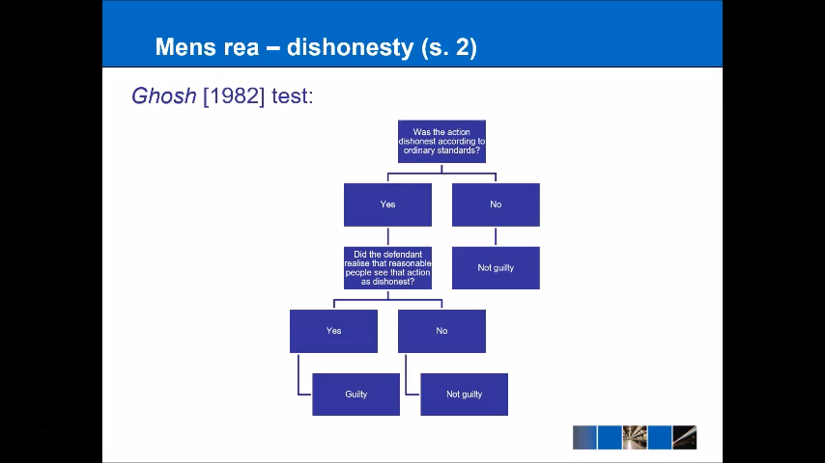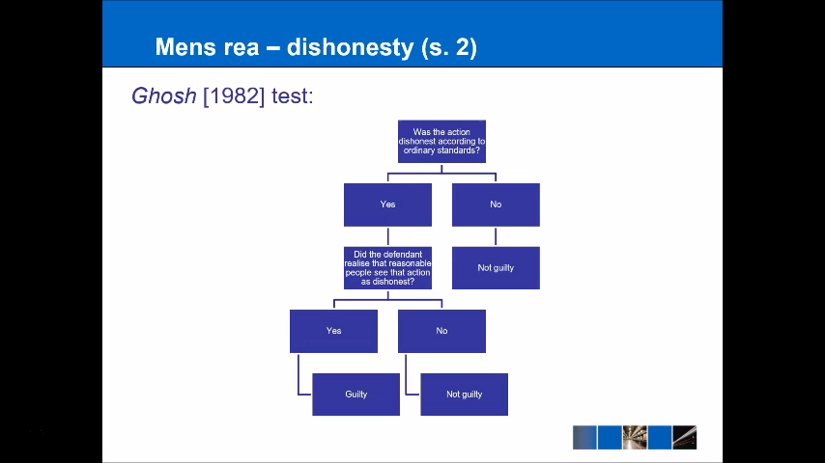If no, then the defendant isn't guilty. If yes, we go on to ask a subsequent question, and this is the subjective element. Did the defendant realise that reasonable people see that action as dishonest? What we're asking here is how the defendant viewed their own actions. If no, they didn't realise that reasonable people would see their action as dishonest, then again, they're not guilty. But if yes, the defendant did realise that ordinary people would see their actions as dishonest, then that person can be convicted of theft.